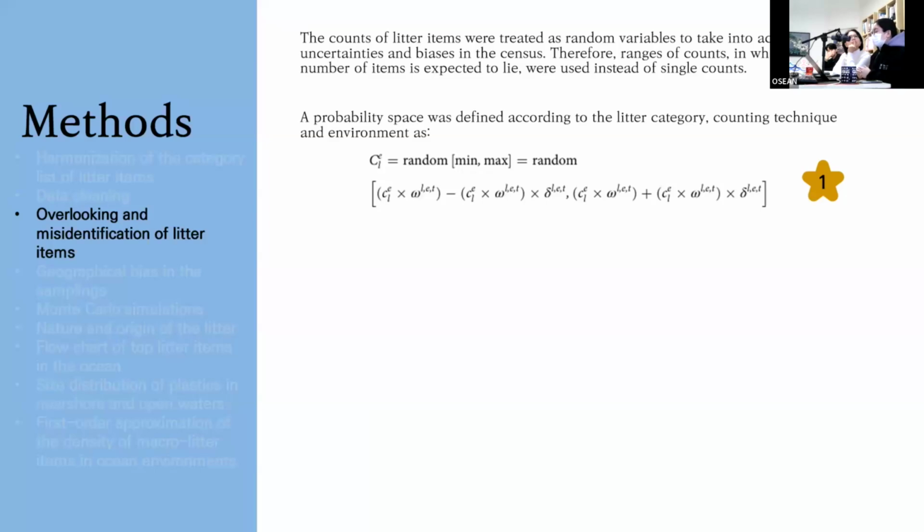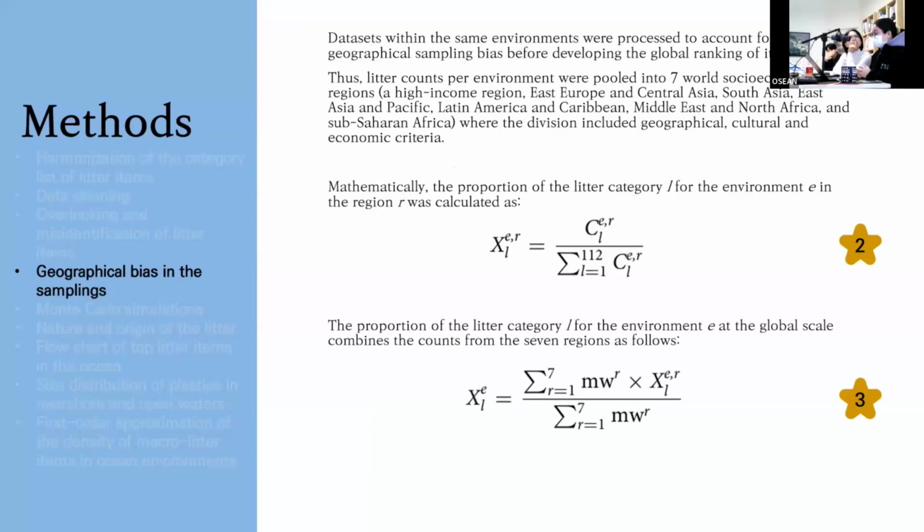A probability space for each was defined according to the litter category, counting technique, and environment, as in the formula shown here. You can read about the details of the formula in the journal. Datasets within the same environments were processed to account for the geographical sampling bias before developing the global rankings of items. Thus, litter counts per environment were put into 7 world economic regions, and mathematically, the proportion of the litter category L for the environment E in the region R was calculated as in the formula on the top, number 2. And then the proportion of the litter category L for the environment E at the global scale, which combines the counts from the 7 regions, is as shown in the bottom formula, number 3.